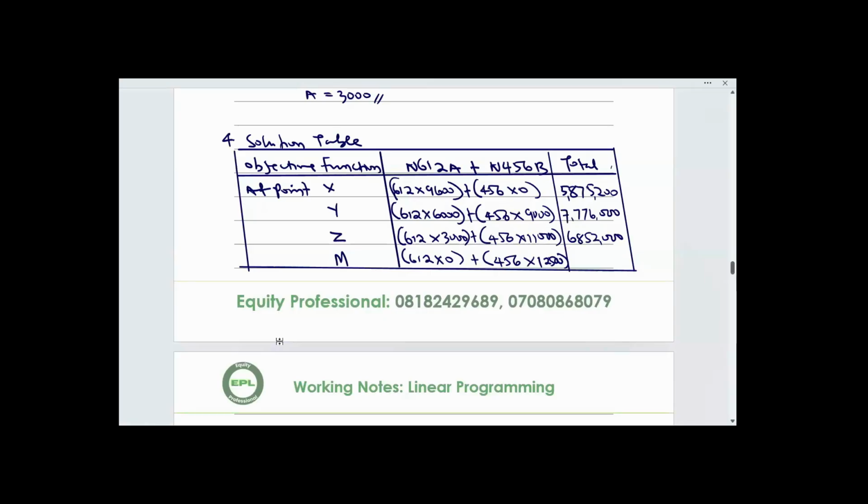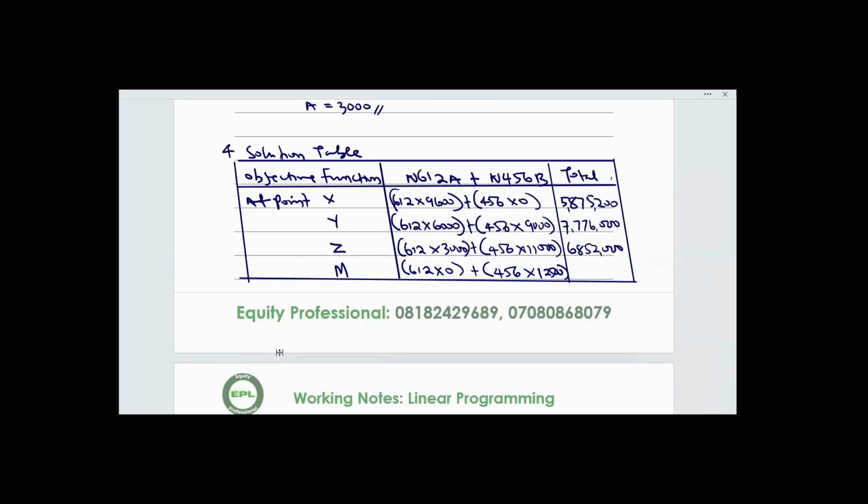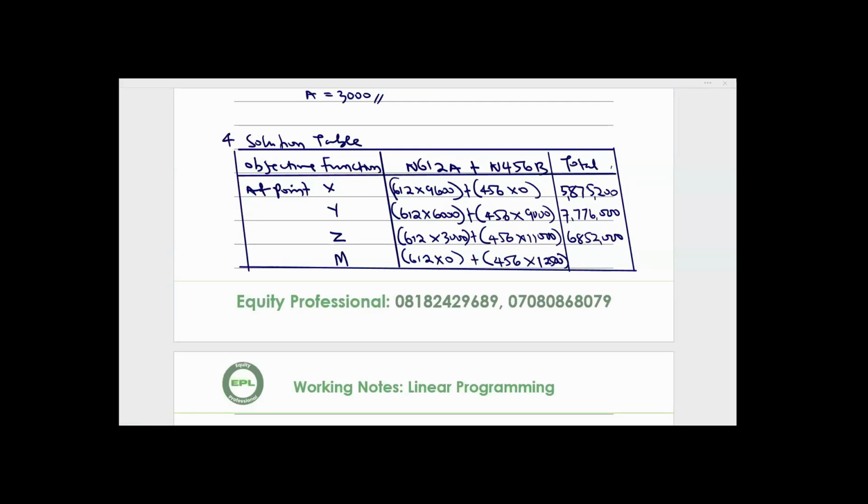And the last one, of course, anything multiplied by 0 will be equal to 0. Let me just do the other one. 456 multiplied by 12,500 equal 5,700,000. So this total is just like the optimal production mix that you normally do under the key limiting factor, that last column.